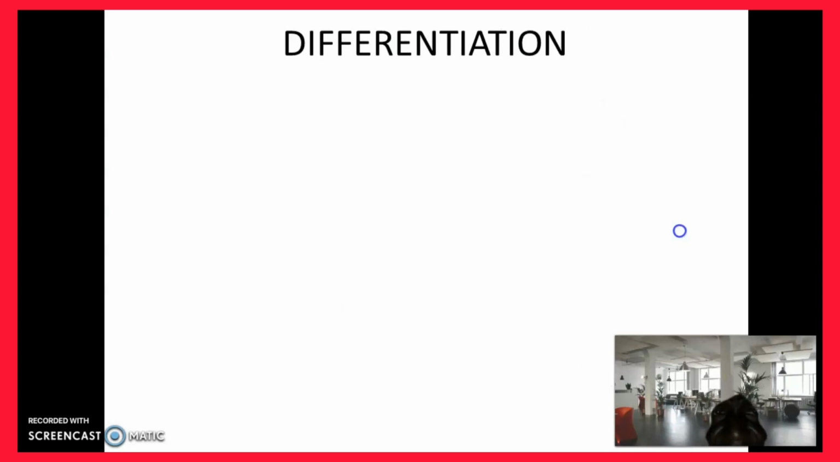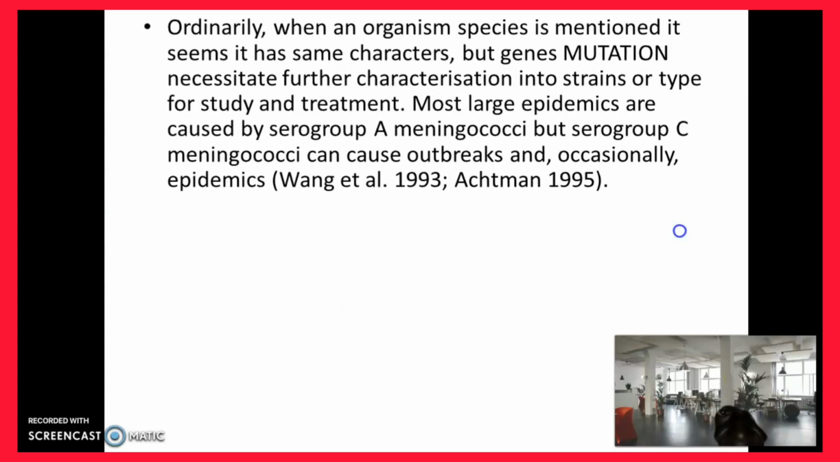The differentiation of even organisms that are of the same species. Ordinarily, when an organism species is mentioned, it seems it has the same character, but gene mutations necessitate further characterization into strain, biotype, or serotype for study and treatment. Most large epidemics are caused by serotype A when we are talking of Neisseria meningitidis, meningococci, just as an example.